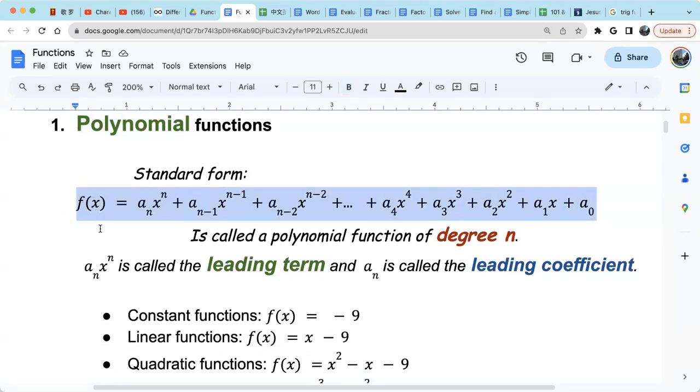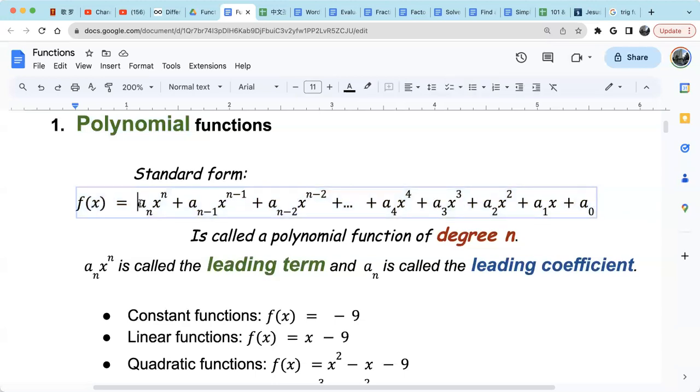f of x is a function in terms of x, which means the function value is determined by the value of x. So here we see a sub n, a sub n minus 1, a sub n minus 2, and so on and so forth, a sub 4, a sub 3, a sub 2, a sub 1, then a naught.